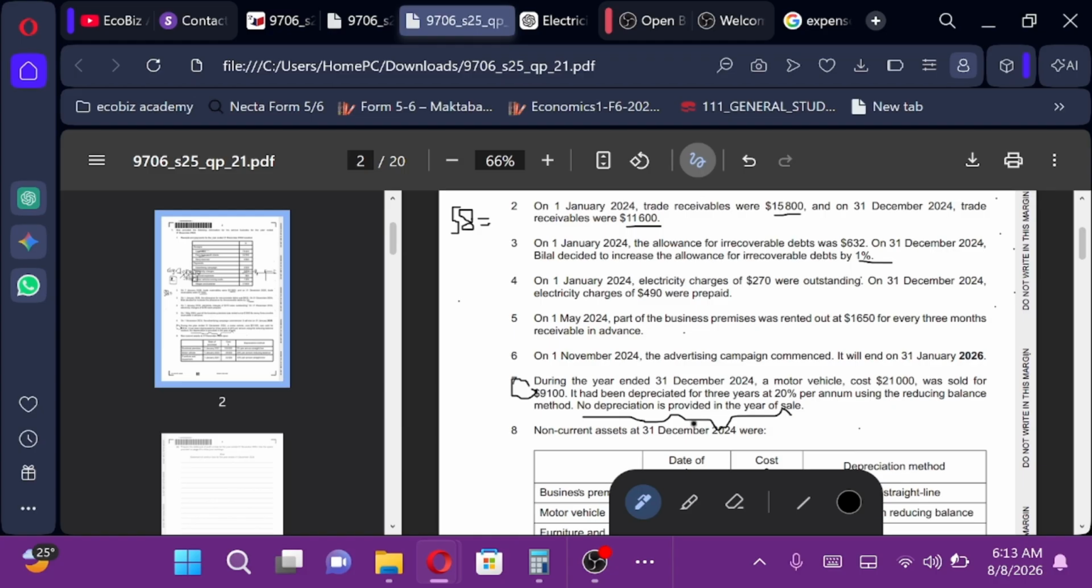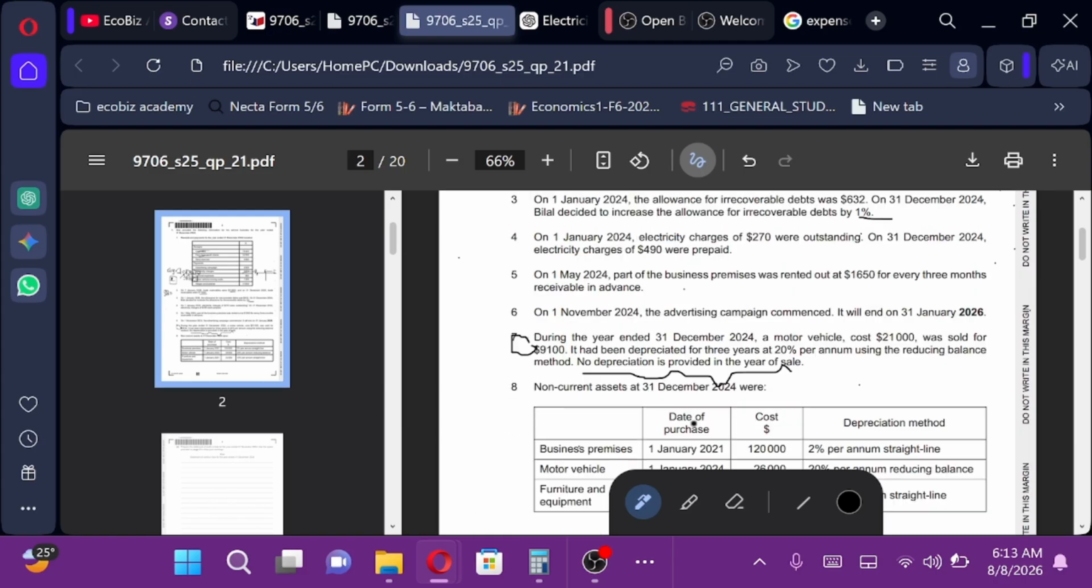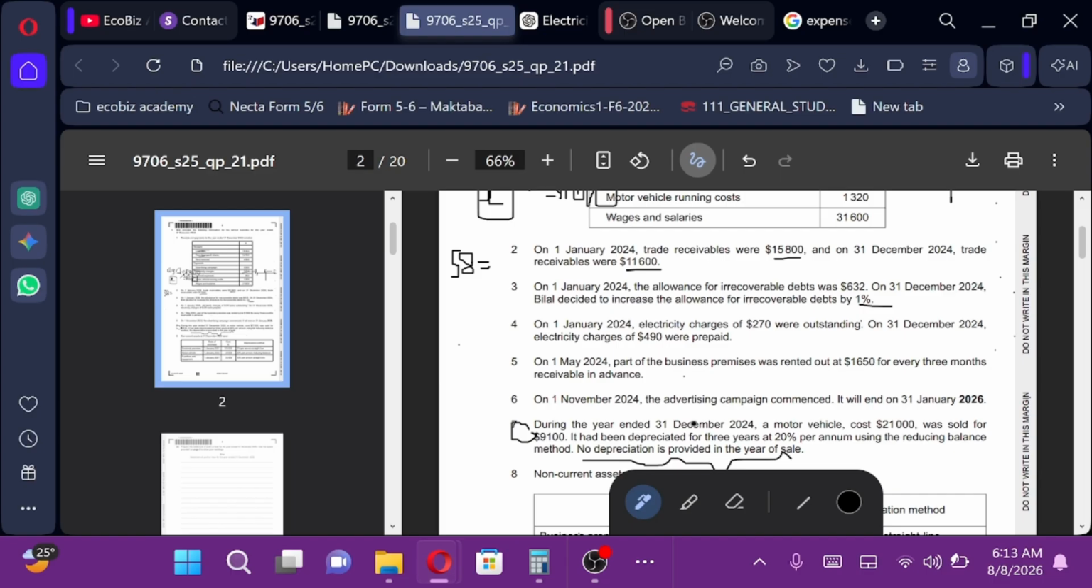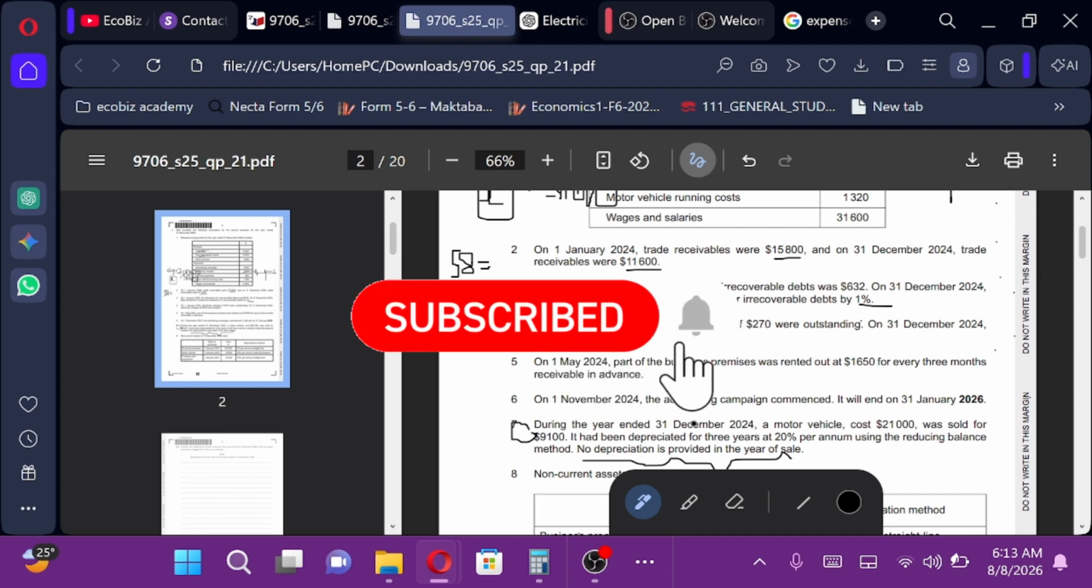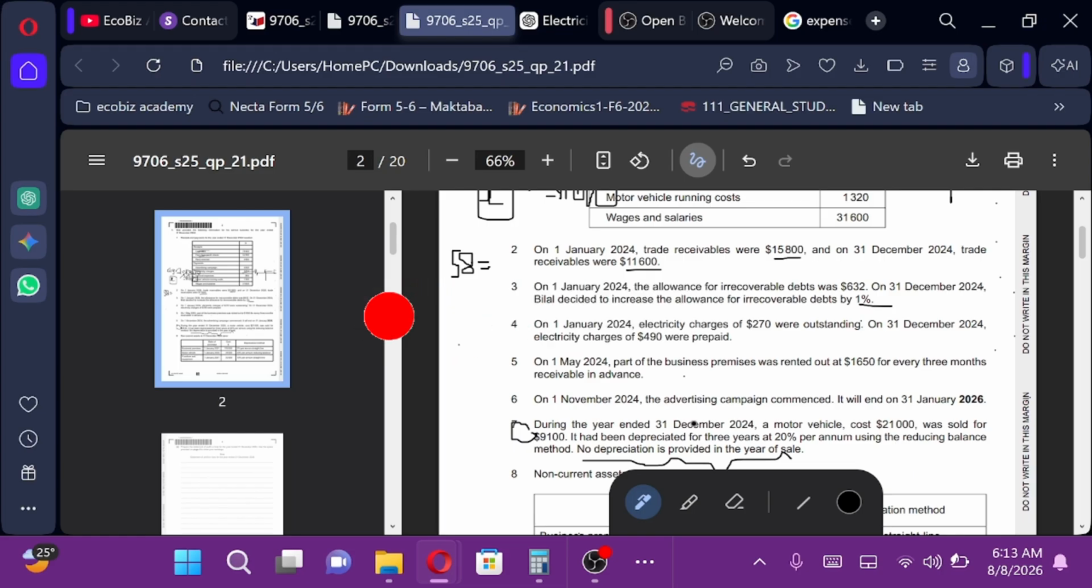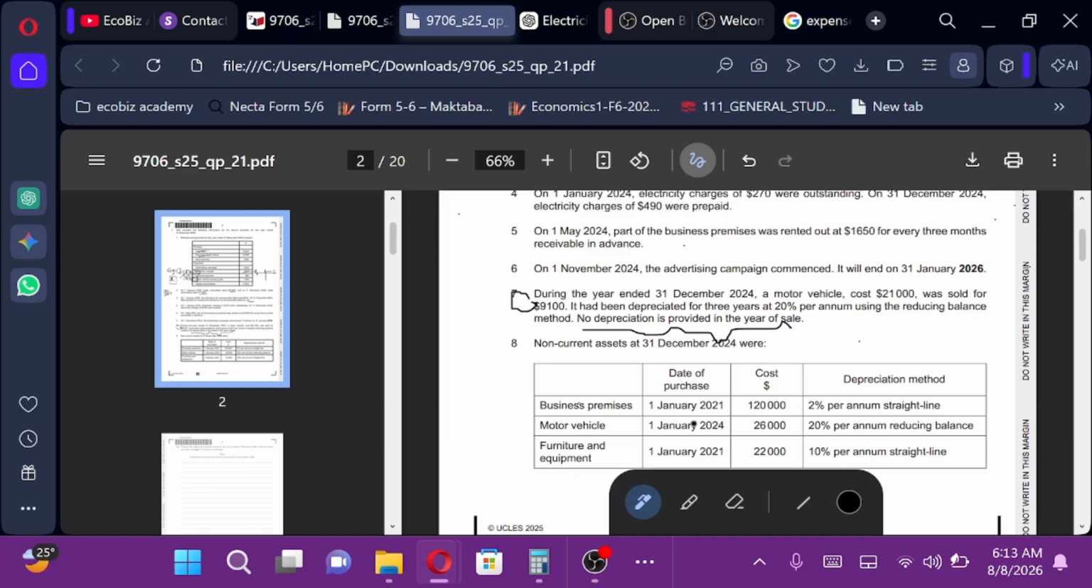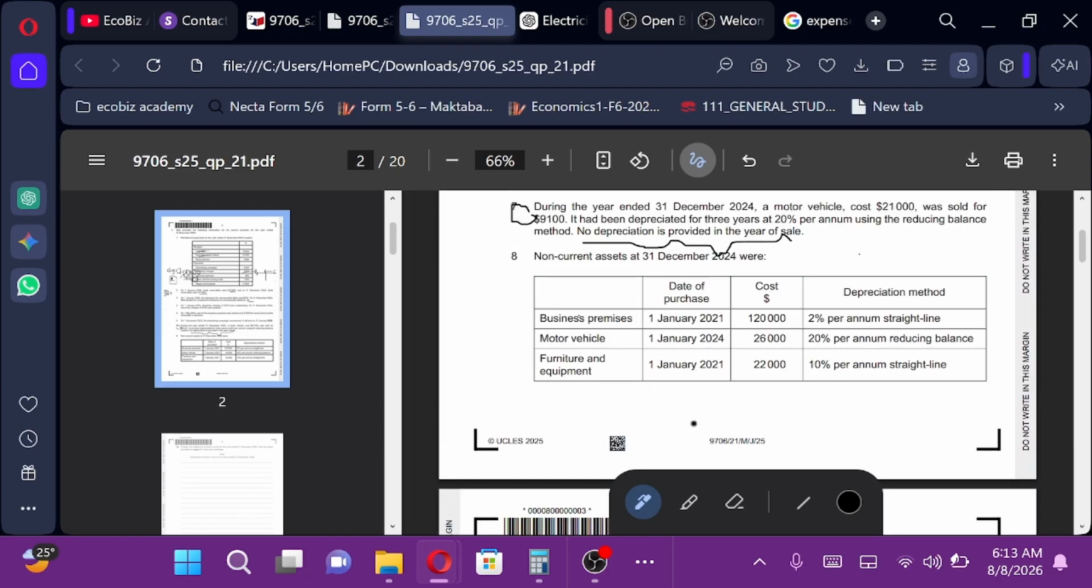Yes. So, it's very simple what we're going to do. I've not done this before in any of the videos, but the format of the statement of financial position goes like this. So we have assets column, which is split into two other columns, the non-current asset and the current asset. So in the non-current assets, we have things like, in this question, business premises, motor vehicle, fixture and equipment.